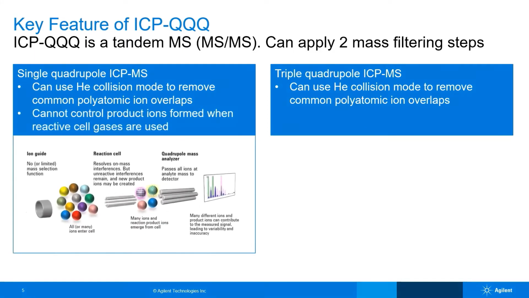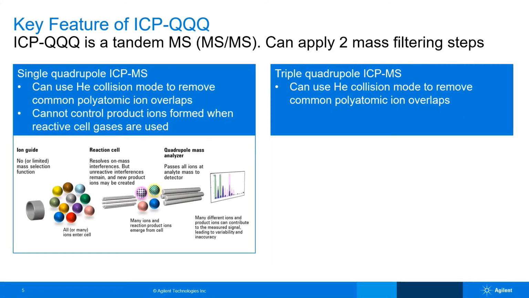But if you're using reactive gases, not having control of what enters the cell, you have no control of what's going to exit the cell. You're going to have many different ions coming out of the quadrupole, and now the spectrum is going to be more complex. It's going to be harder to know what's real and what's not.